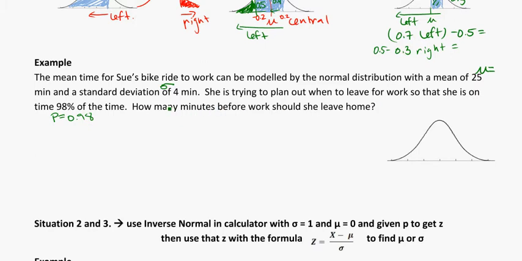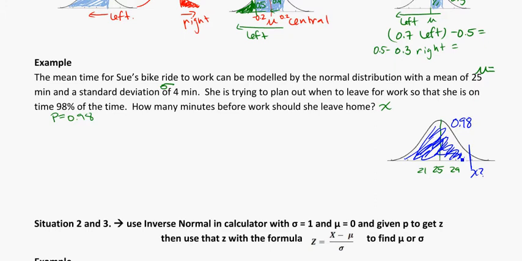So what are we looking for here? Which situation is this? This is asking how many minutes before work she should leave home. That's looking for the x value. If we put in what we know, my mean here is 25, and I've got a standard deviation of 4 minutes to either side, so I know that this would be 29 and this would be 21, for instance. And I'm trying to figure out where it is, somewhere in here, x, such that 98% of the time she's on time to work.